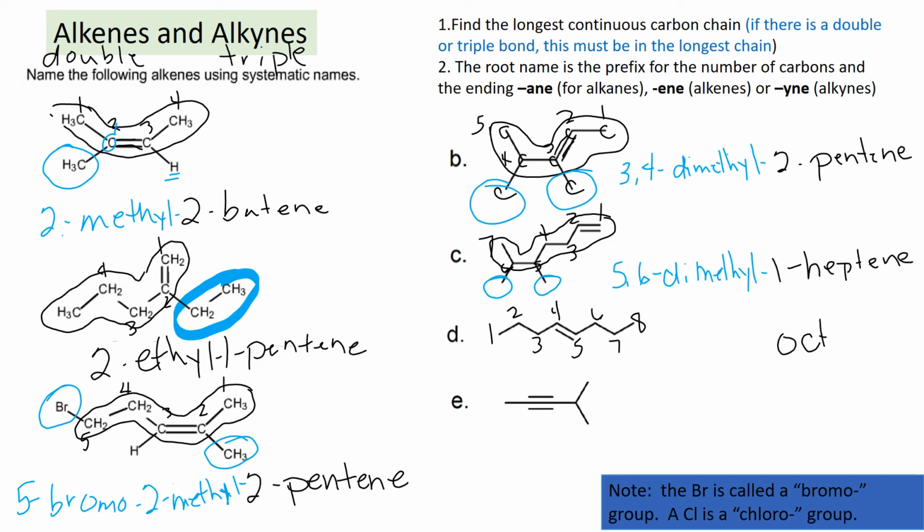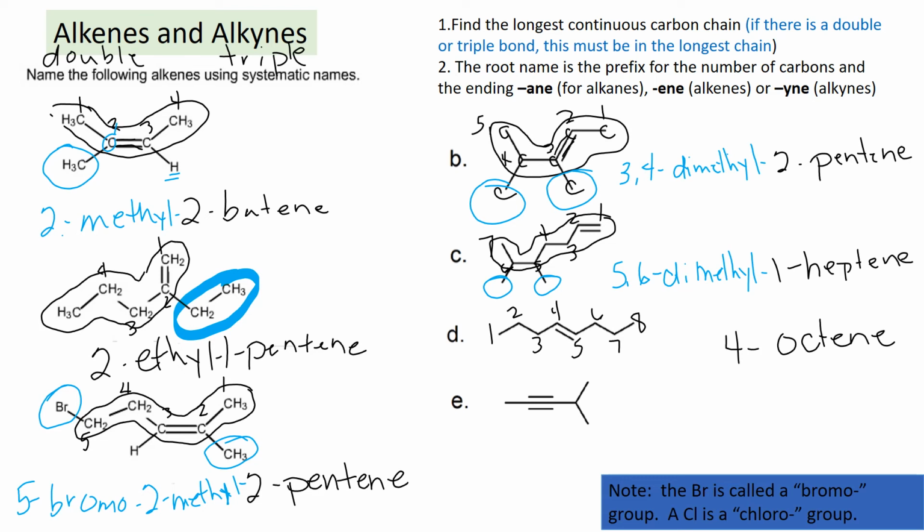So 8 is oct, and then we have ene for the double bond, octene. And we identify where it is. It's on 4. So 4-octene. And we have no branches, so that's the name.